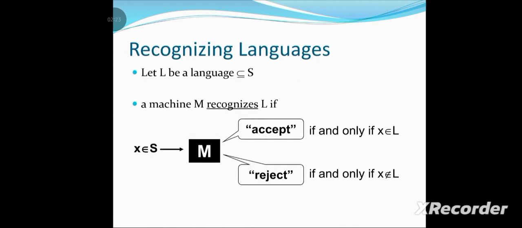So how do we recognize this language? For example, if L is a language over the alphabet, and there is a machine M that can recognize L, then when an input string X is given to machine M, that machine will accept X if and only if that particular string belongs to that language. If not, it will reject that input. So this is how we can recognize a language.